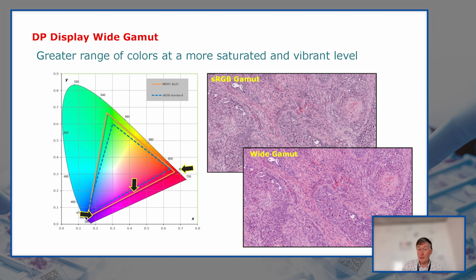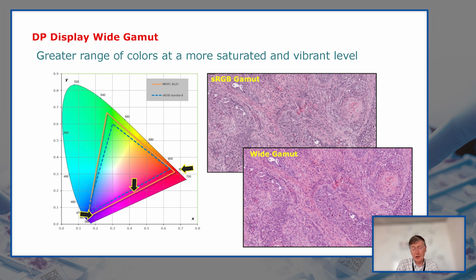DCI-P3 is a new upcoming standard there. And if you have a wider gamut, it also means that the colors will look more vibrant and better. So there you will also gain, if you want to represent H&E slides, IHC slides with specific staining, you will see that those colors will appear much better on a display with a wide color gamut.